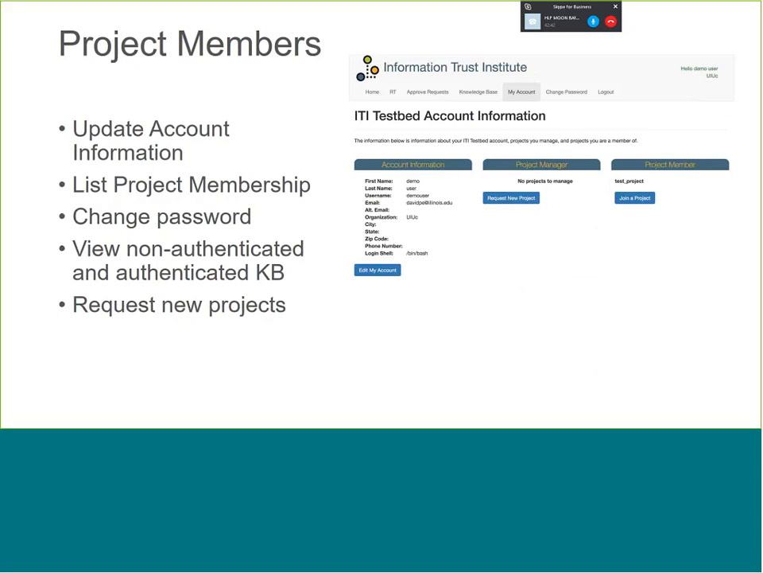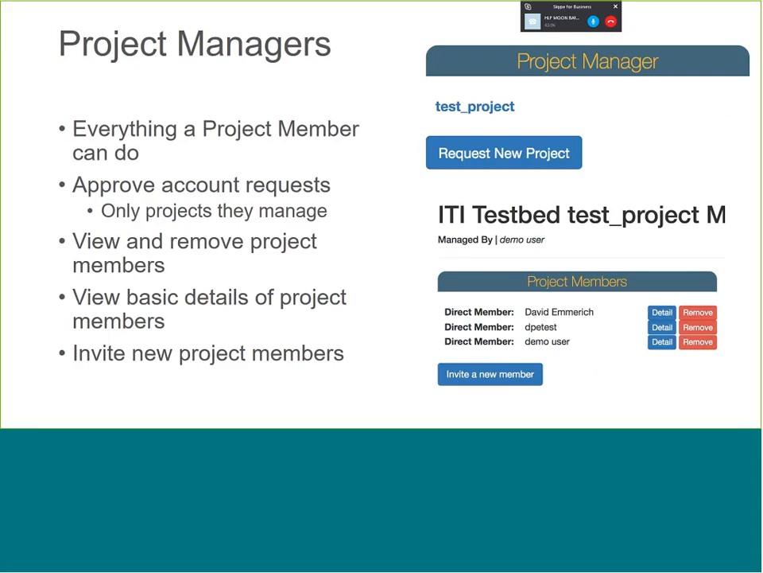There are two types of accounts we've got. We have project members and project managers. Project members can update their account information. They can get a view of their project membership to make sure they're in the right projects, manage their passwords. We have our FAQ or our knowledge base, the unauthenticated knowledge base. And they can request new projects if they have sub-projects they're going to be involved in.